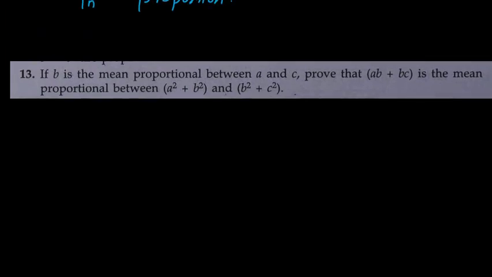Now the 13th question is, if b is the mean proportional between a and c, prove that ab plus bc is the mean proportional between a square plus b square and b square plus c square. So again, as we have done the 12th question, in the same manner you try this 13th question.